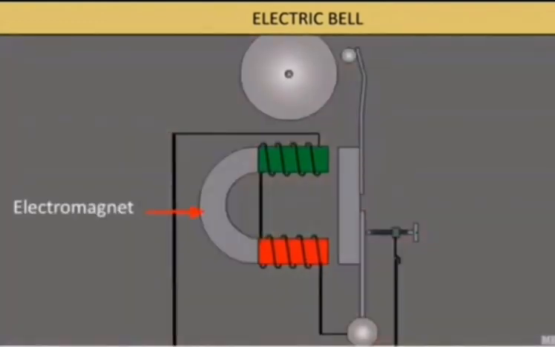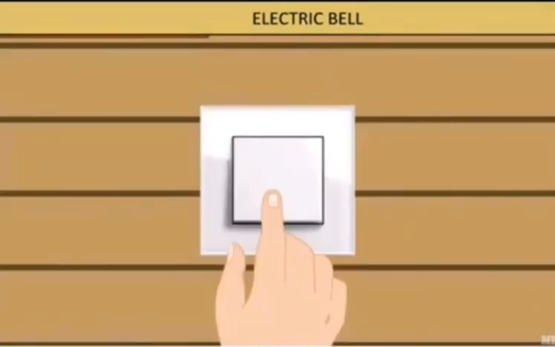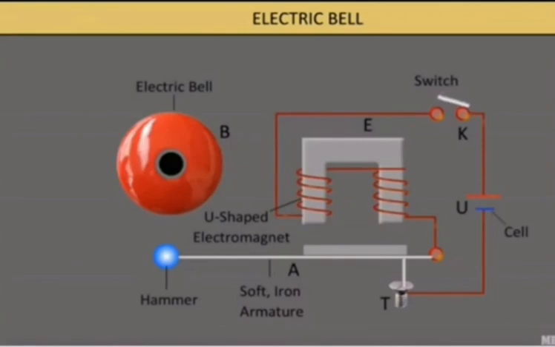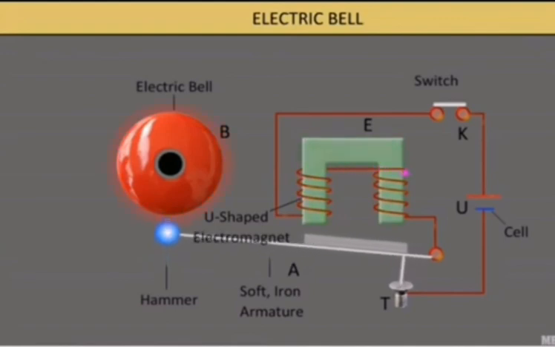Now electric bell. An electric bell consists of an electromagnet, spring, iron strip, a hammer, a gong and a switch. An electric bell works on the principle of electromagnetism. It is a simple device with a U-shaped solenoid, one end of which is connected to a spring of the switch and the other end is connected to the soft iron armature. Basically all components such as switch, electromagnet, hammer, soft iron armature and spring are connected in a circuit to make an electric bell.